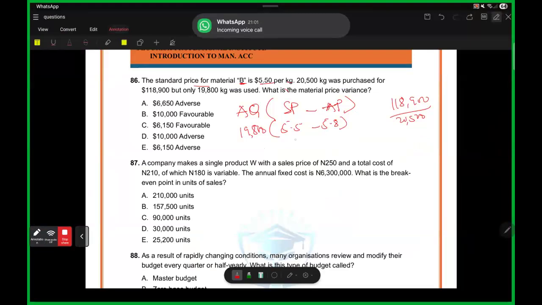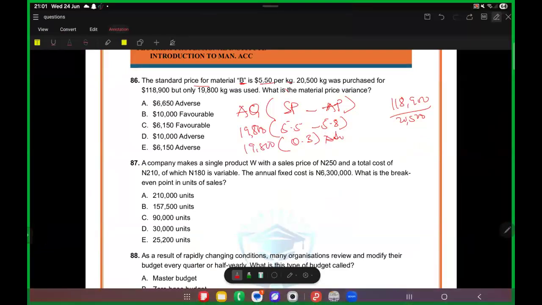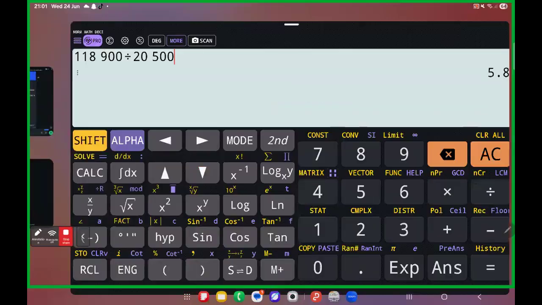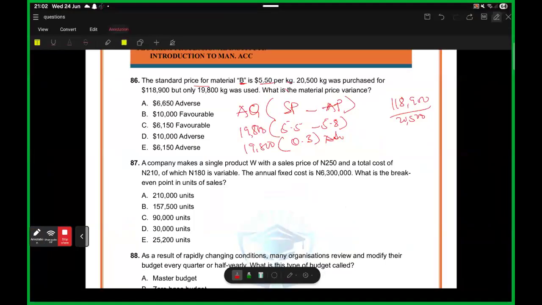So if I subtract, you get a negative answer. If I subtract this, it's going to become 0.3, right? Because it's a negative answer, I put the adverse. Then I multiply by 19,800. So 0.3 times 19,800, I should get 5940. Let's check whether it's there.